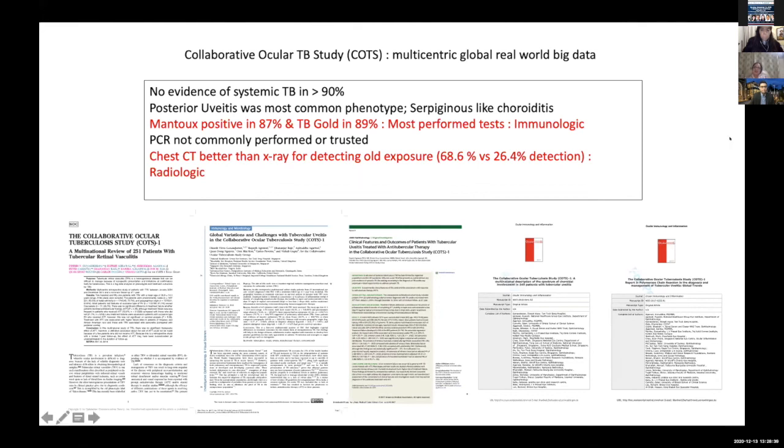PCR is not commonly performed or trusted. Maybe we don't have a standardized PCR for TB. Chest X-ray is not as good as CT chest, because CT can pick up the old exposure in 68% compared to chest X-ray, which is only 26%.